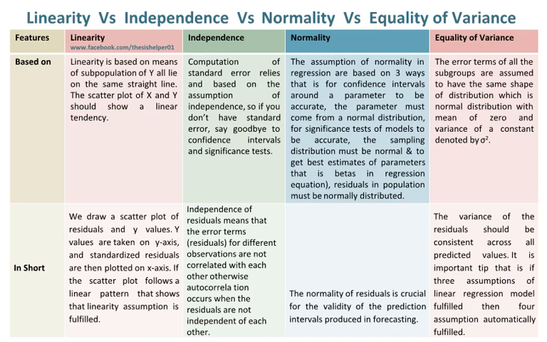Whereas independence of residuals means that the error terms, residuals, for different observations are not correlated with each other, otherwise autocorrelation occurs when the residuals are not independent of each other. Whereas the normality of residuals is crucial for the validity of the prediction intervals produced in forecasting. Whereas the variance of the residuals should be consistent across all predicted values. An important tip: if three assumptions of the linear regression model are fulfilled, then the fourth assumption is automatically fulfilled.